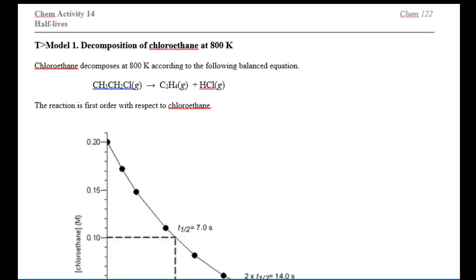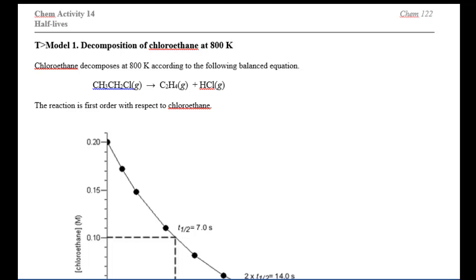In Chem Activity 14, we'll be looking at the concept of half-lives. This is an extension of looking at the integrated rate laws as a means of studying kinetics. In particular, we'll be looking at what happens for half-lives for first-order reactions. We'll be looking at what happens for half-lives for zero and second order in the second video.